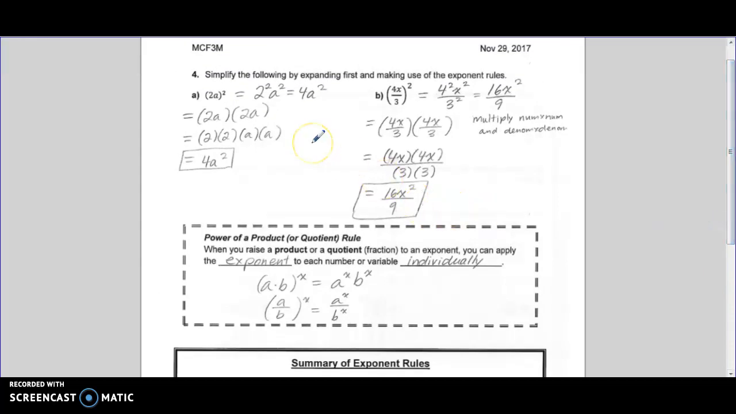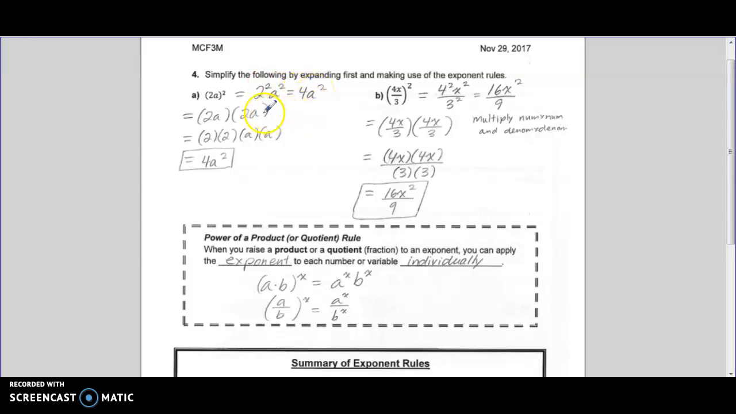Simplify the following by expanding first and making use of the exponent rules. Okay, so when you have an exponent like you do here, the 2 outside of a bracket, that 2 needs to apply to each term inside the bracket. So what I mean by that is that this 2 here has to apply to the coefficient 2 and also to the variable a. So if we expand this, basically it becomes 2 squared times a squared. And to simplify that, 2 squared is 4, and then a squared just remains a squared.